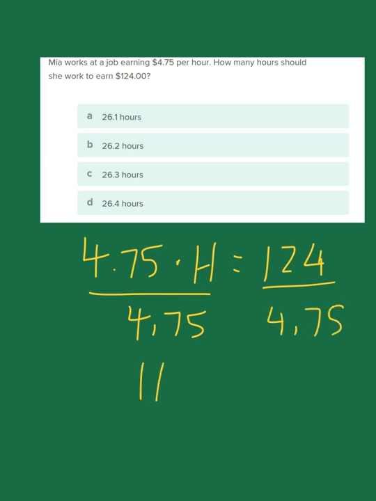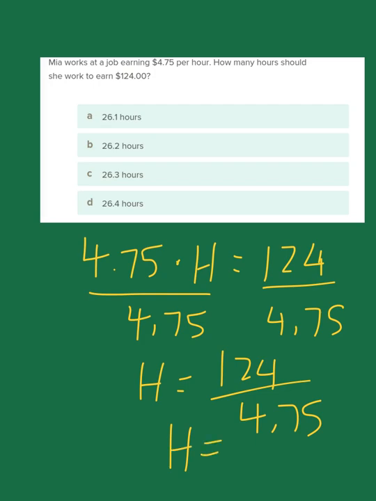So I get H is the number of hours. It's 124 divided by $4.75. So how many hours is that? That is 26.1 hours. That's how many hours she has to work to make $124.